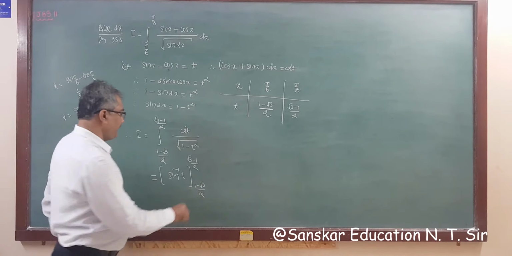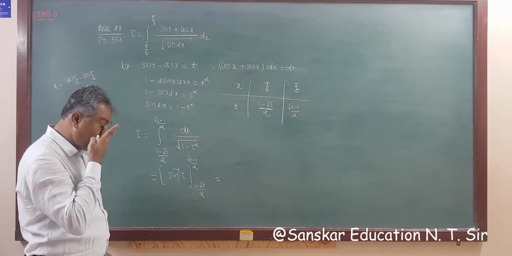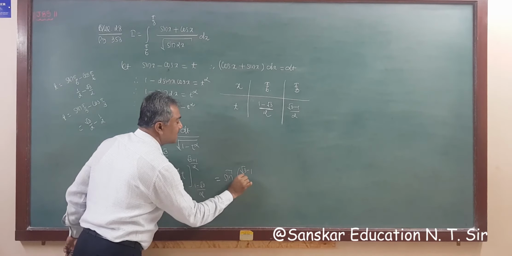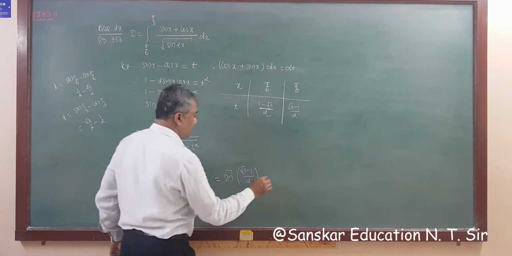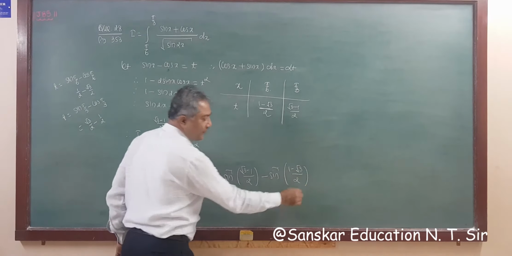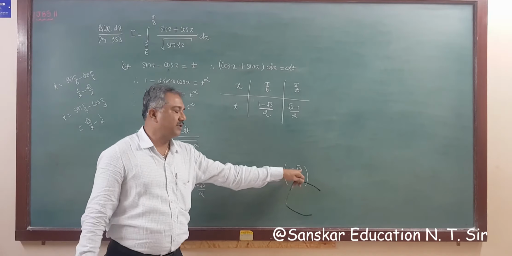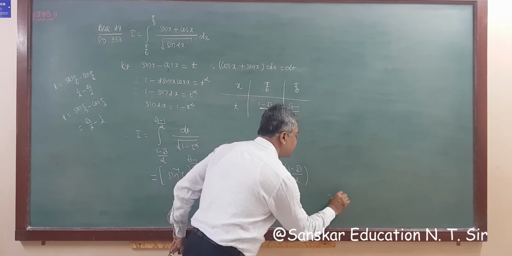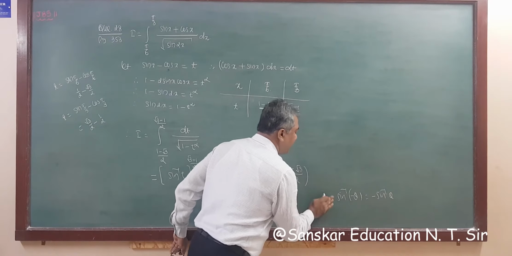So substituting this value, we get, I am writing here, right? We get sin inverse of root 3 minus 1 divided by 2 minus sin inverse of the lower limit. So sin inverse of 1 minus root 3 divided by 2, we get this thing, right? Now this is root 3 minus 1 by 2 and this is 1 minus root 3. So taking minus common, sin inverse of minus theta is minus sin inverse theta, that you know.